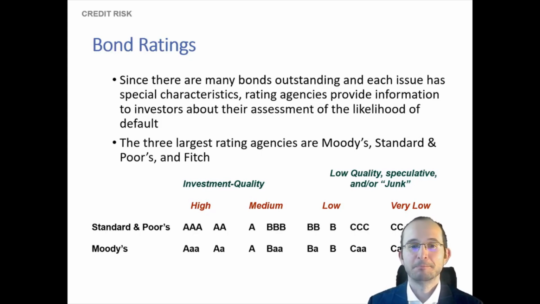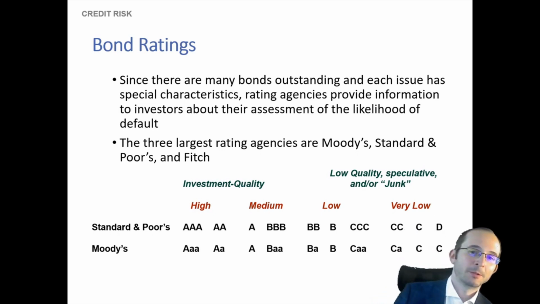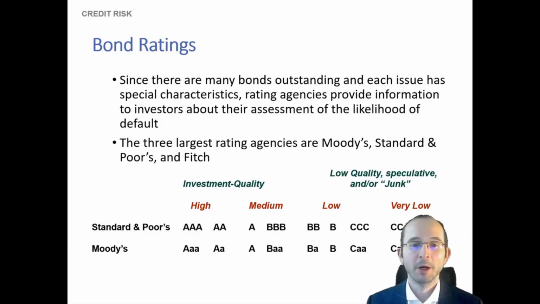Really, these are homologous until about the time you get to the low-quality junk bonds, where you can see that a CCC under Standard & Poor's scheme is called a CAA under Moody's scheme. And then if you get all the way down to the very junkiest of junk bonds, the lowest credit rating that S&P issues is a D. The lowest credit rating that Moody's issues is a C. But generally, the lower you fall in the hierarchy, the more likely you are to default.